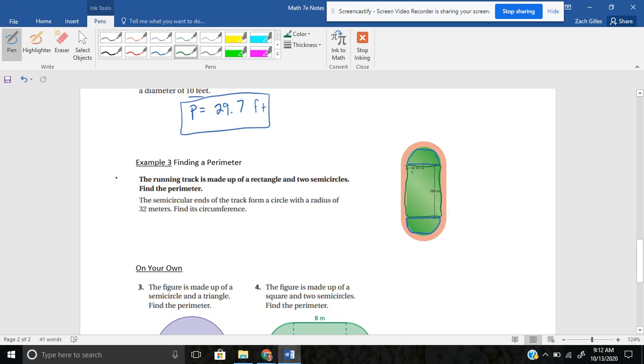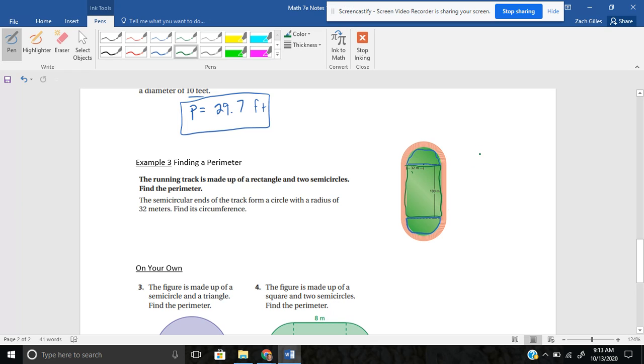Okay. So it says the semicircle ends of the track form a circle with a radius of 32 meters. Find its circumference. First, it's going to be helpful to find the circumference, because if you were to take this region and put it together with this region, it'd be a full circle. So then we can just use that for the two ends.